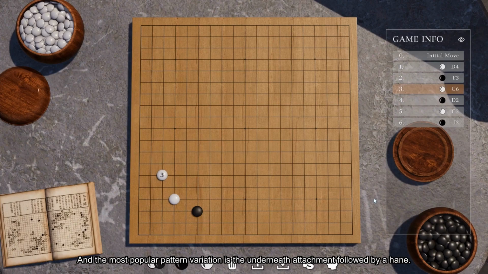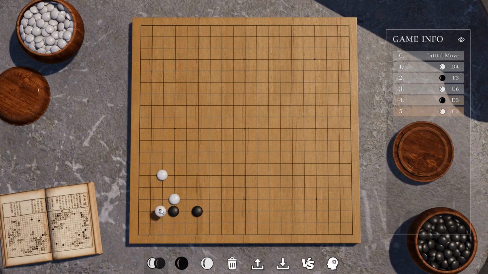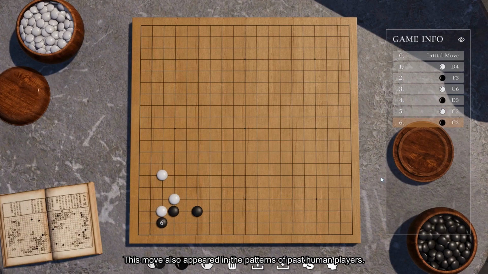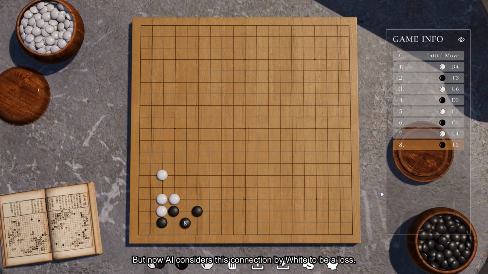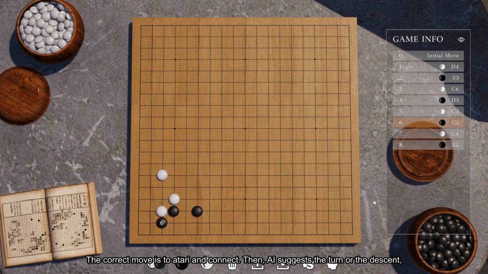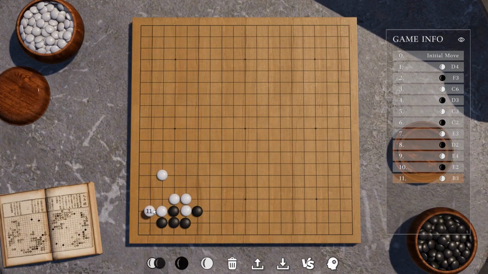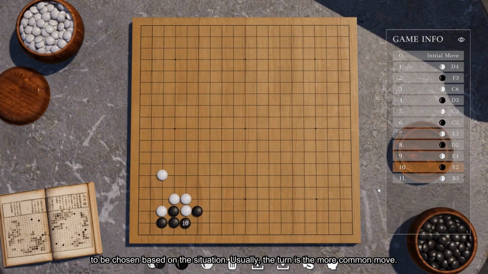And the most popular pattern variation is the underneath attachment, followed by a hang. This move also appeared in the patterns of past human players. At that time, the most common human move was to connect, followed by black's tiger's mouth. But now, AI considers this connection by white to be a loss. The correct move is to Atari and connect. Then, AI suggests the turn or the descent to be chosen based on the situation. Usually, the turn is the more common move.